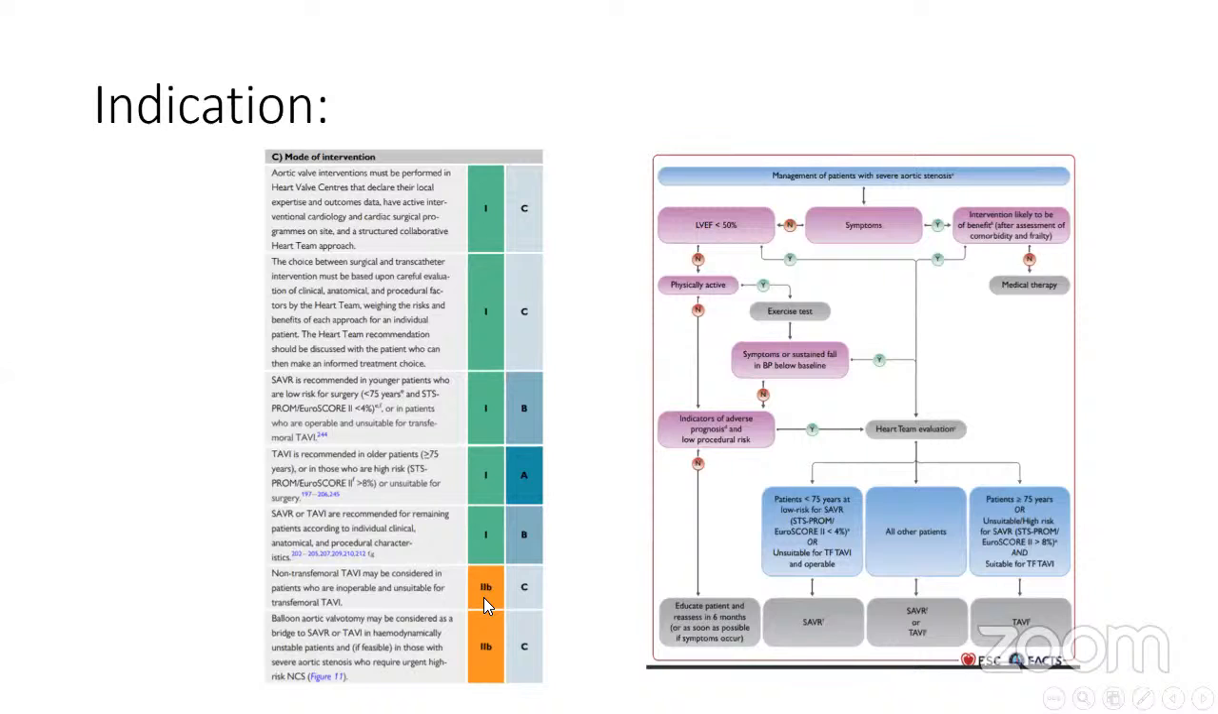This is class 2B. And balloon aortovalvotomy may be considered in hemodynamically unstable patients, maybe as bridging for SAVR or TAVI. And this is just the diagram explaining the path of aortic stenosis patients from the European Society at last.